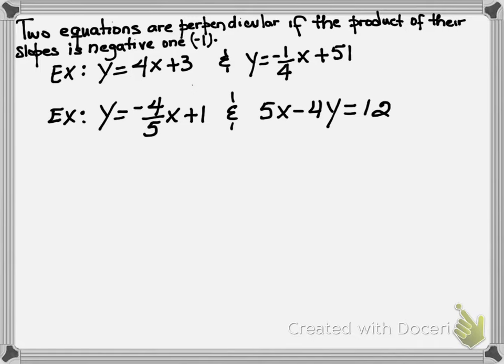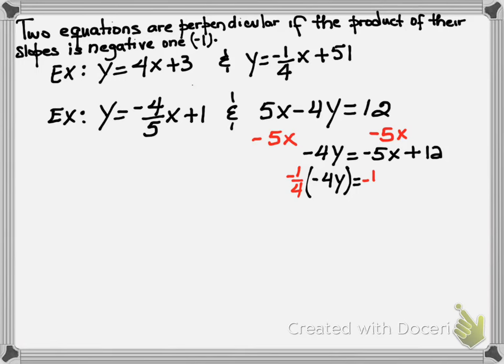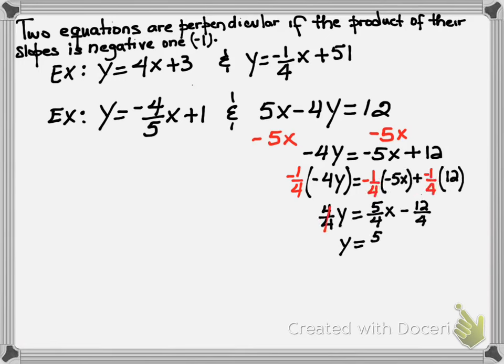Then again, for us to determine if the second equation is the negative reciprocal, we must isolate y because we want to know the slope of that equation. And by doing so, ladies and gentlemen, we obtain the following. We have y equals 5 over 4x minus 3. Now, we know the slope of the first one and the slope of the second one.